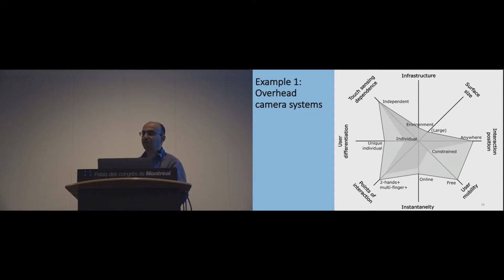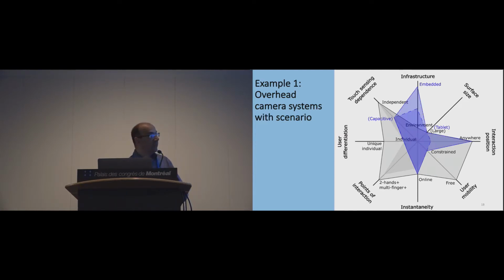Some of them allow freedom of mobility, but many of them expect users to stand in a specific location around the surface. And finally, all of them allow interaction anywhere on the surface. If we overlay our classroom scenario on top of that, we can quickly see that camera-based systems do not satisfy the requirements of the classroom. For example, there is the tablet size versus large surfaces, and we do not simply want to put cameras over every tablet in the classroom, so that doesn't make sense.